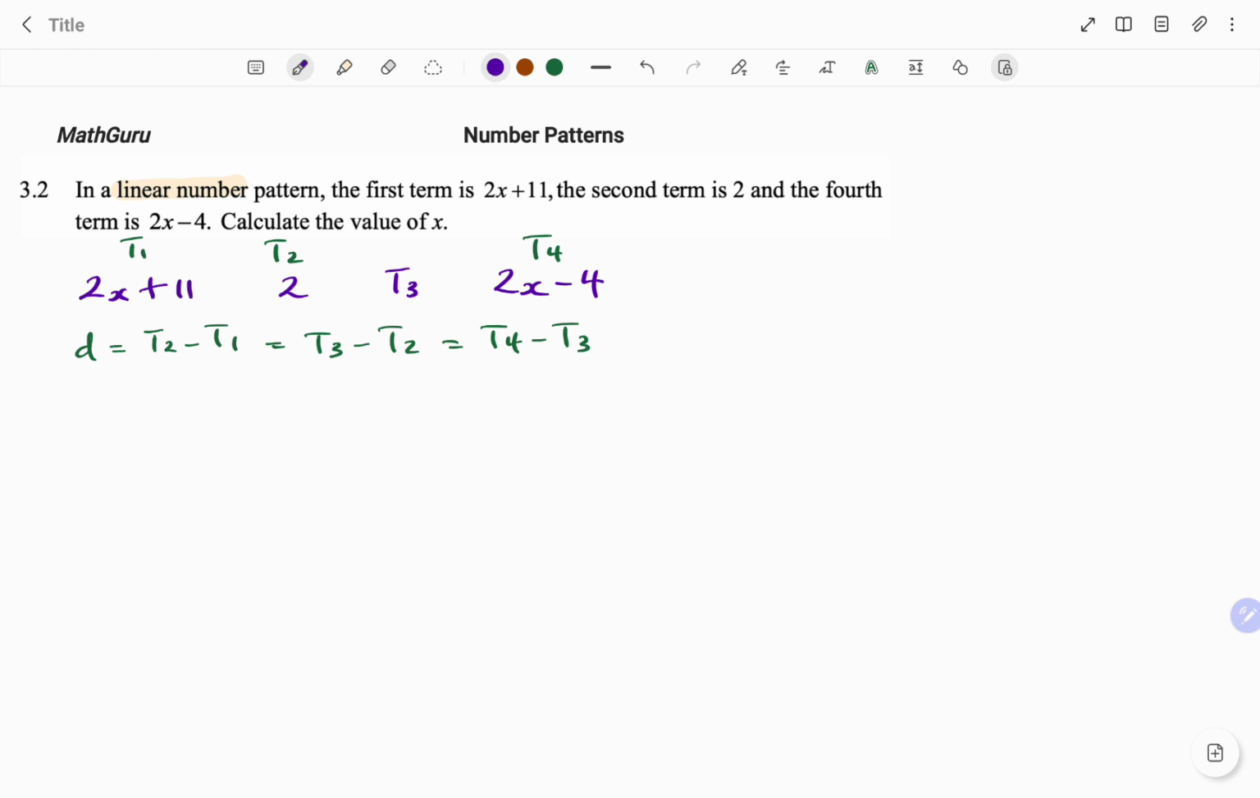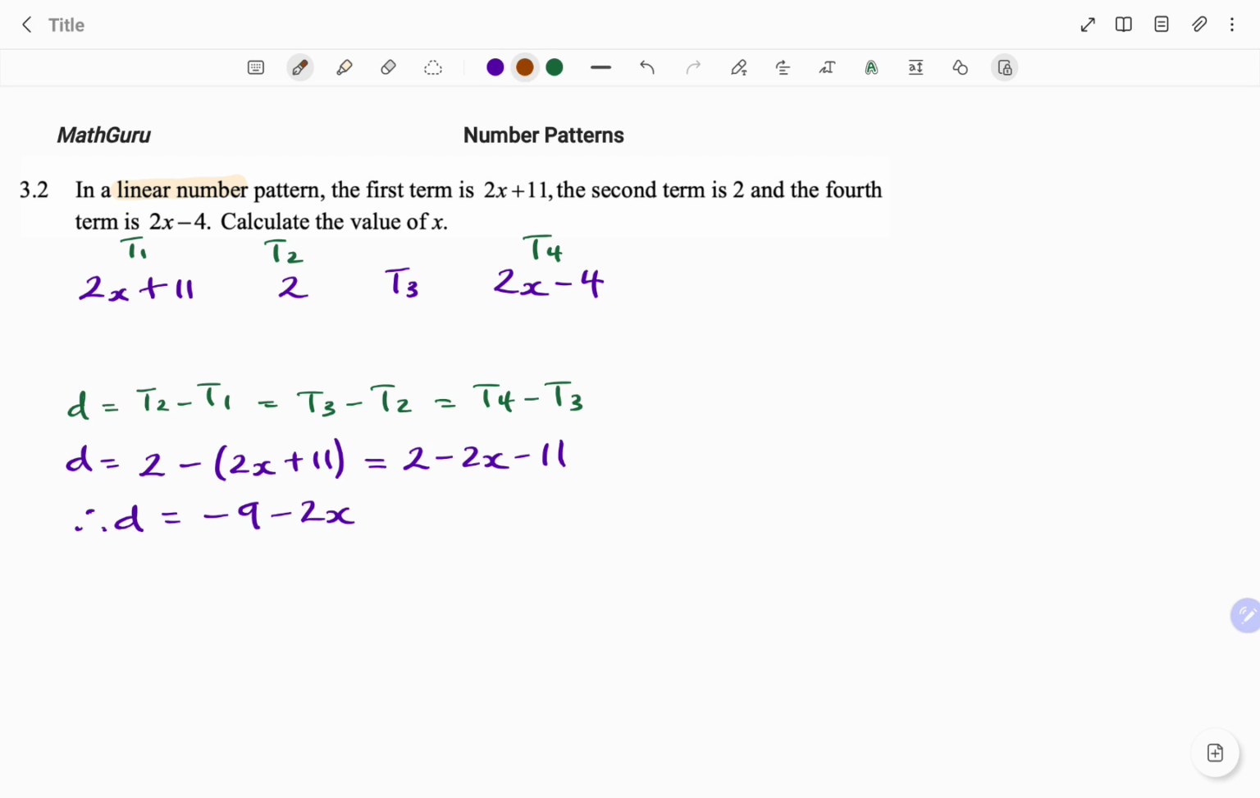So therefore, d equals t2, in this case 2, minus, I'm going to put that in a bracket, my t1 is 2x plus 11. If I tidy up or simplify further by opening up the bracket, that will be 2 minus 2x minus 11. Therefore, my common difference, d, is equal to negative 9 minus 2x.